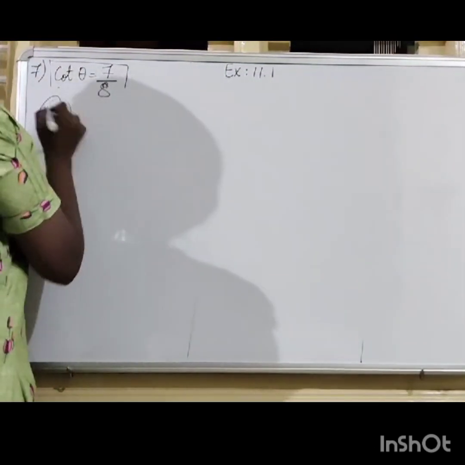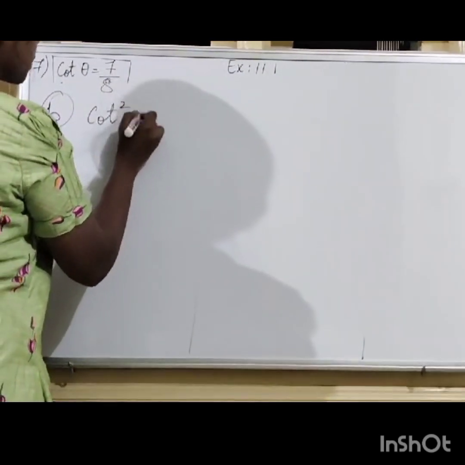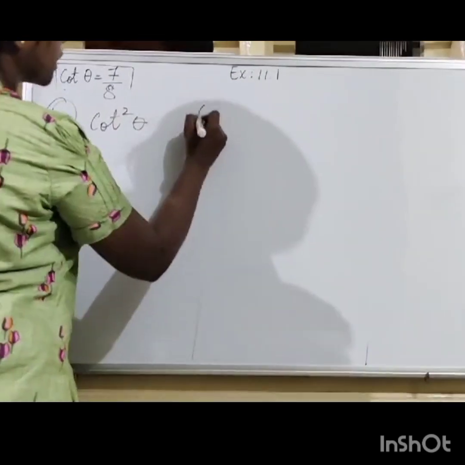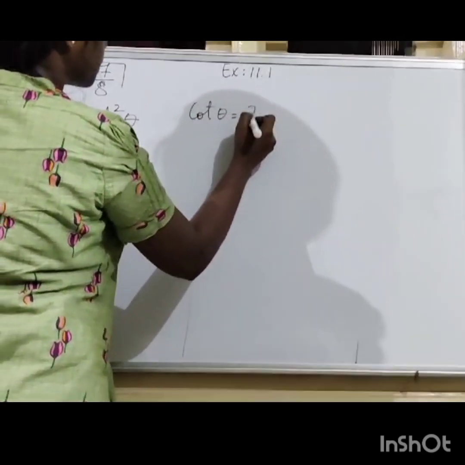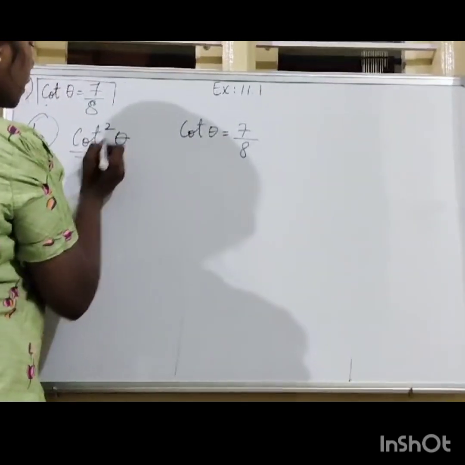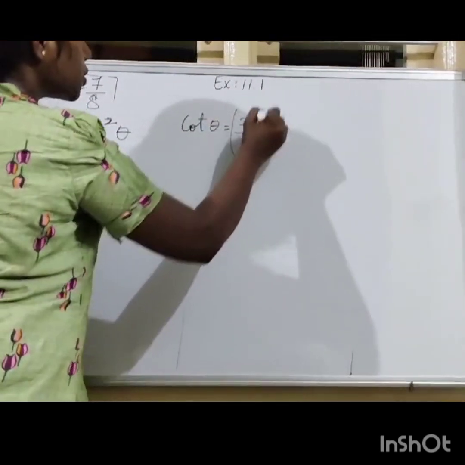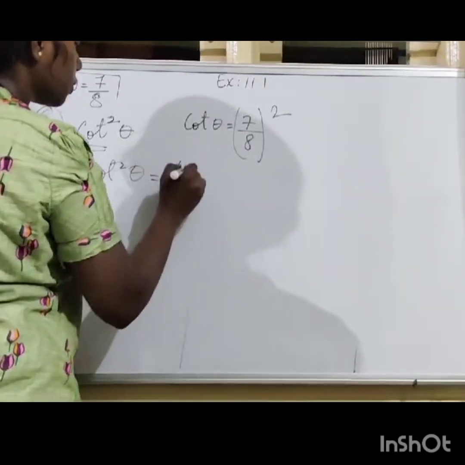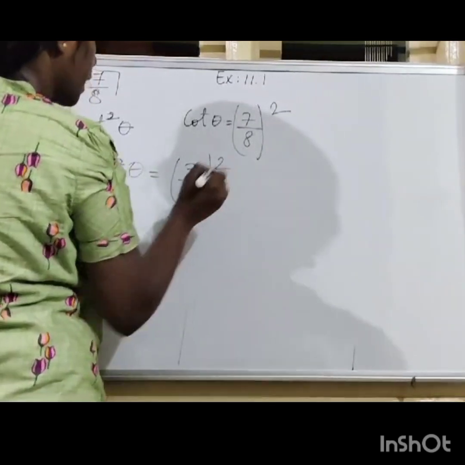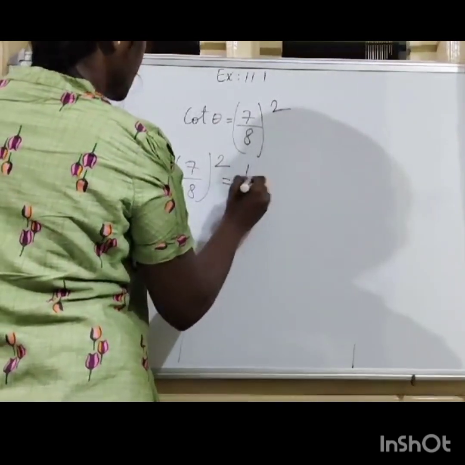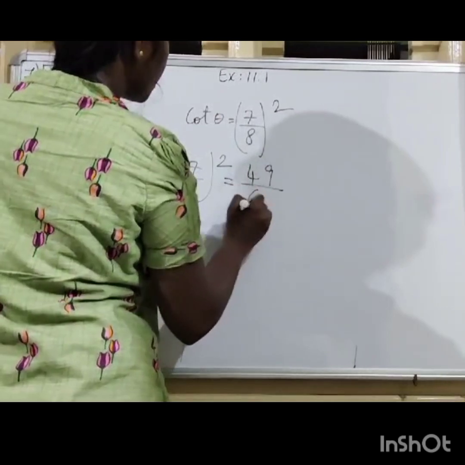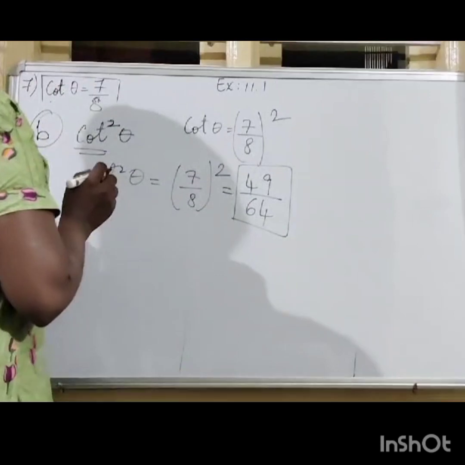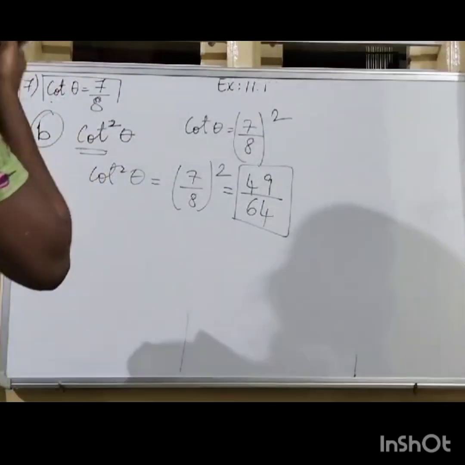So our second sub question was cot square theta. We are supposed to find out cot square theta. So we have cot theta value given as 7 by 8. They are saying cot square, so we'll just have to square this number. So cot square theta will be equal to 7 by 8 the whole square. 7 sevens are 49, 8 eights are 64. So our cot square theta value is 49 by 64. So this solves our second sub question under 7th question.